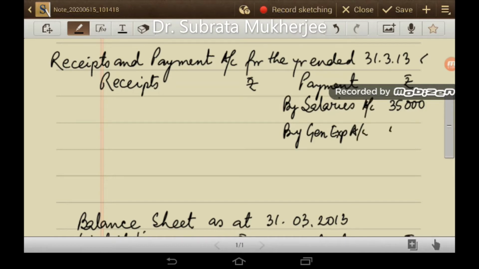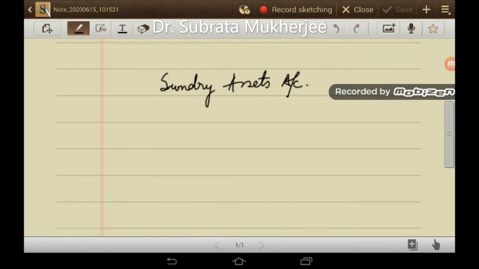5,000. Next item is depreciation, and depreciation is charged on sundry asset. So we have to prepare a sundry asset ledger. I have opened a sundry asset account and depreciation is charged. So by depreciation, the amount is rupees 3,000. Depreciation account is debited to sundry asset.